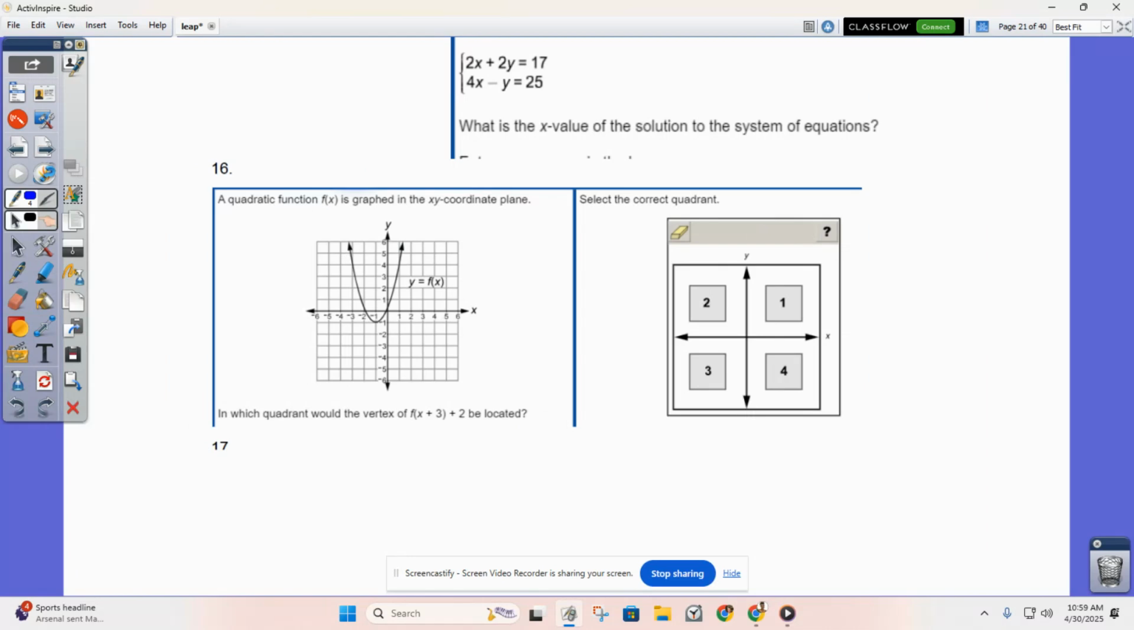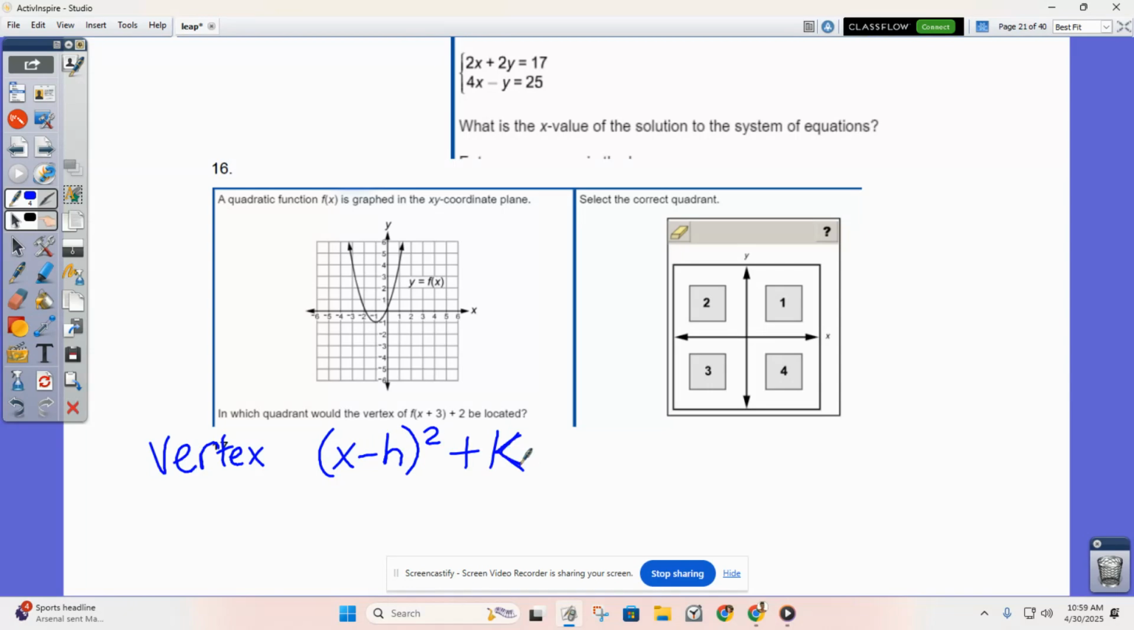So this one doesn't actually give us the function equation. It just shows us a graph. And it's saying a quadratic function is graphed here. In which quadrant would the vertex be if we made these shifts to it? So I'm going to remind you about the shifts of a parabola. The vertex form of a parabola, remember, was (x minus h) squared plus k.